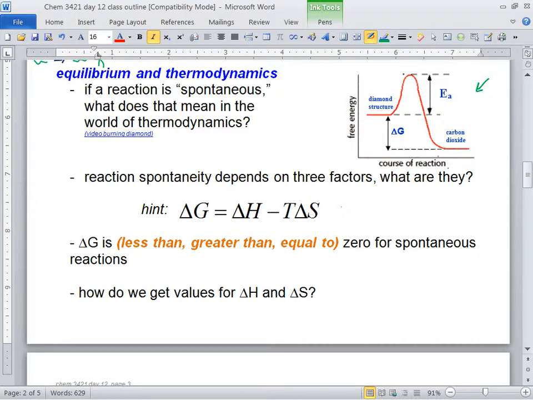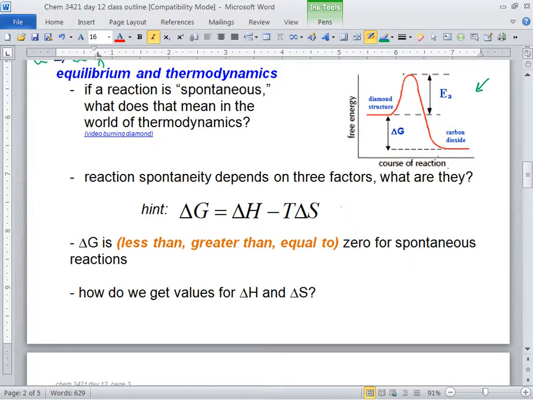So the point is spontaneity: is it going to happen or is it not going to happen, right? And do you remember that game? If delta G was what? That's what you're always looking at: you want this process to happen in the cell. That delta G for that process needs to be negative, right? Negative meant that it was going to be spontaneous.